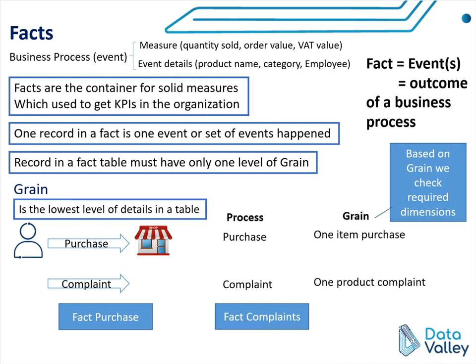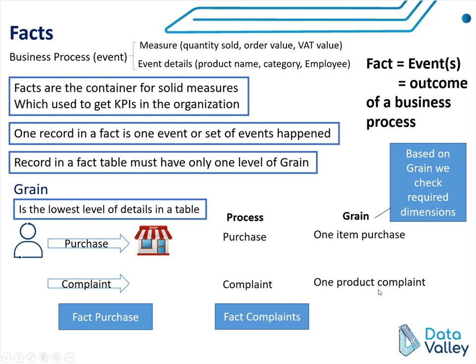So now we agree in the same fact table, we can have only one level of grain. We cannot have both levels of grain together. We now know what the grain is. Grain is the lowest level of details in a table. For example, our purchase operation or our complaint operation. In our purchase operation, we will have one item purchase, which is the grain level. So one record in the fact table that has purchase operations will have information for one item purchase. So if this customer purchased 5 items or 10 items, I will have 5 records or 10 records in this fact table.